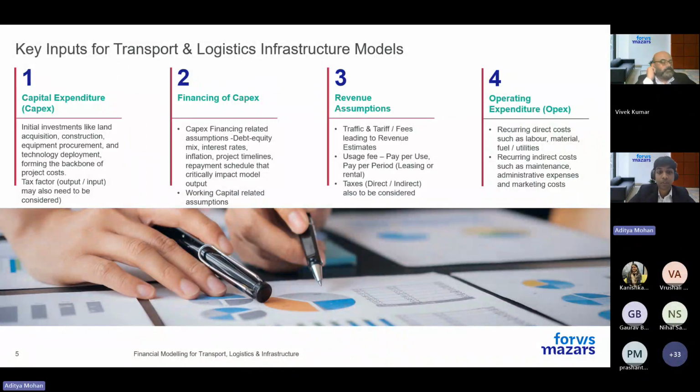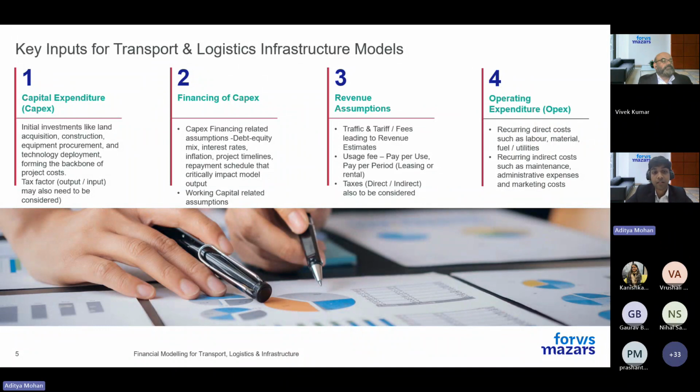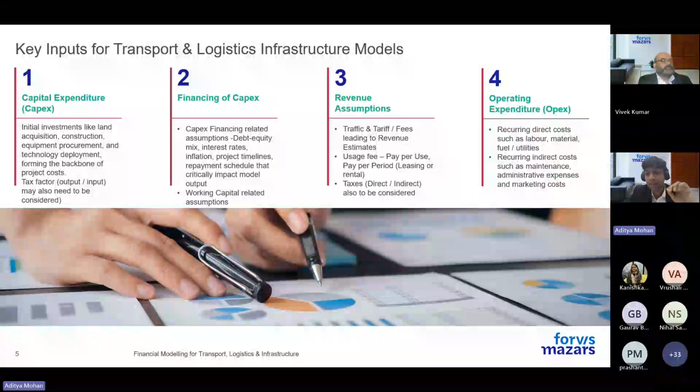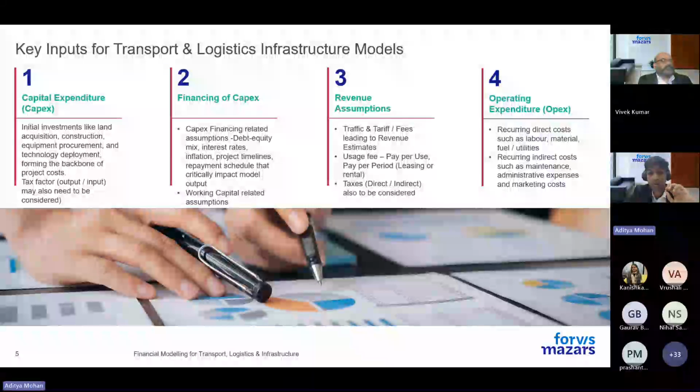Growth rates may not be the same across the years, and initial volumes and growth rates are estimated on the basis of market assessment. For revenue rates, the growth may be linked to some government policy or may be market determined. For example, in a toll road, volume assumptions will have to be broken into types of vehicles, arrived at on the basis of a market study. Revenue rates or toll rates are determined on the basis of the government's toll policy.